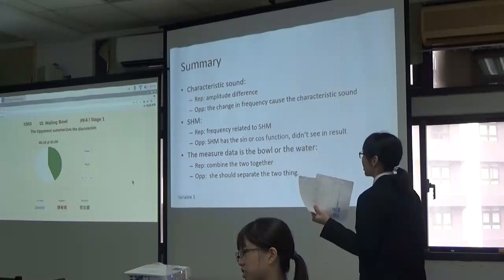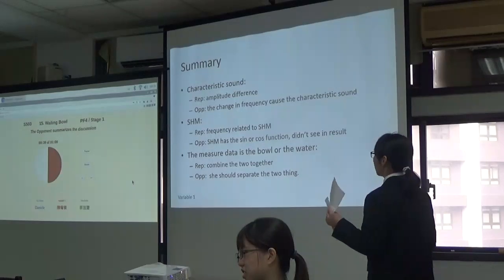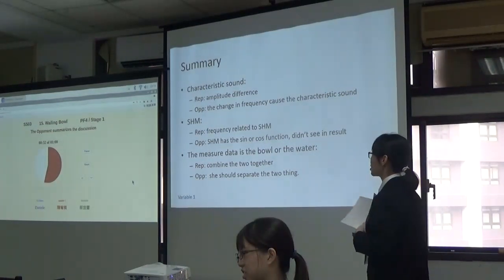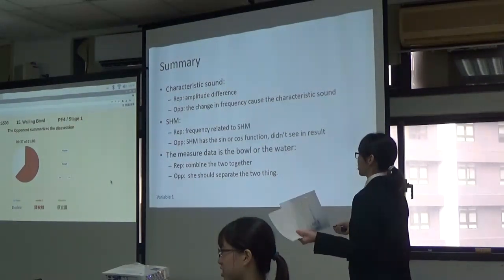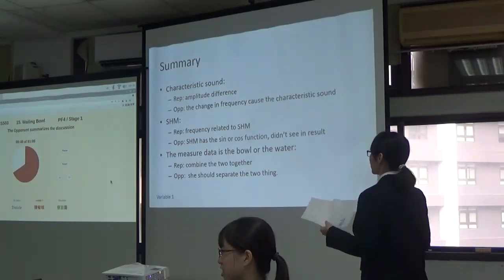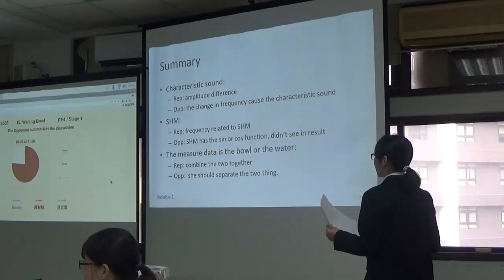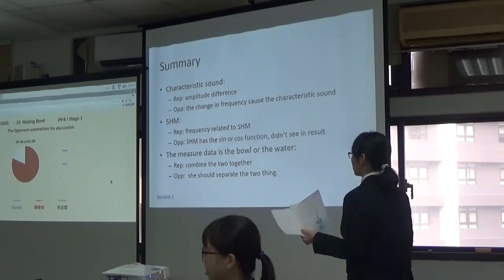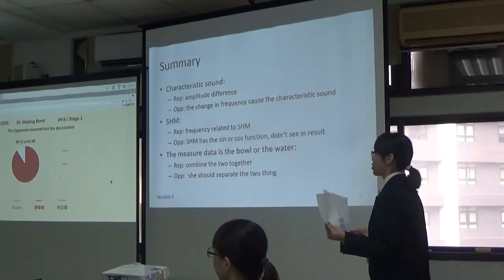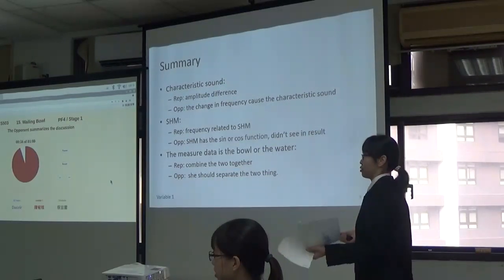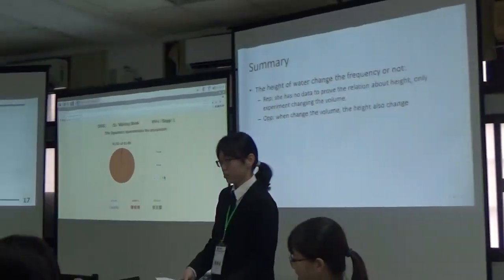And the next one is simple harmonic motion. The reporter said the frequency is related to simple harmonic motion. We think simple harmonic motion has a sine or cosine function, but I didn't see any results in their discussion, and I didn't see any fixed function for that. And the measured data is the flow of the water. The reporter combined the two together, but the opponents think she should separate the two things. The water is the main focus. So thank you. Okay, reviewer.